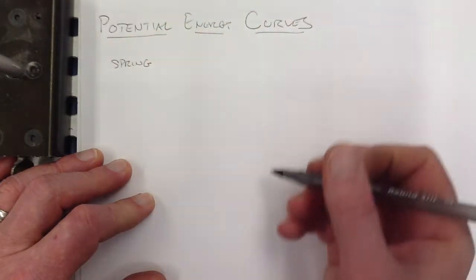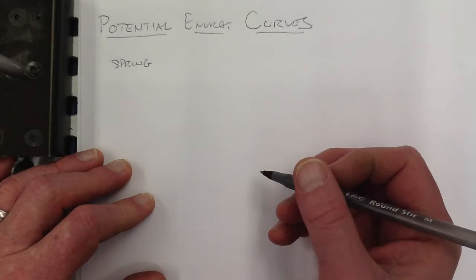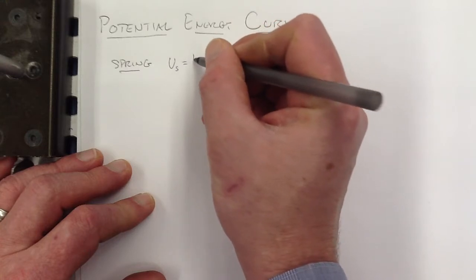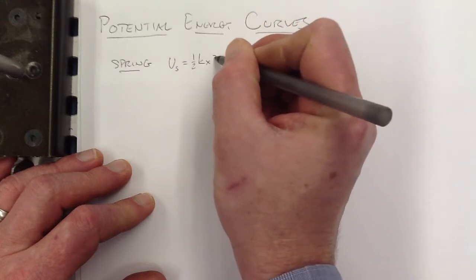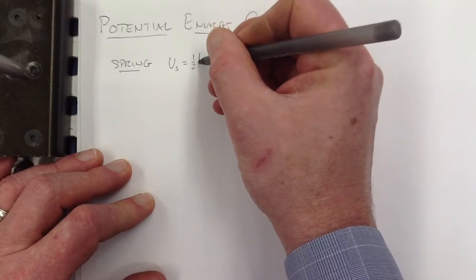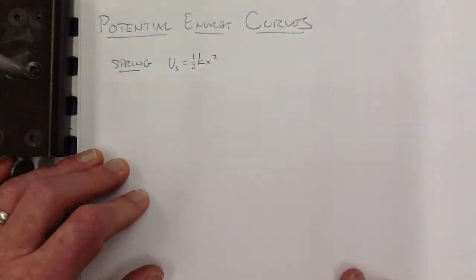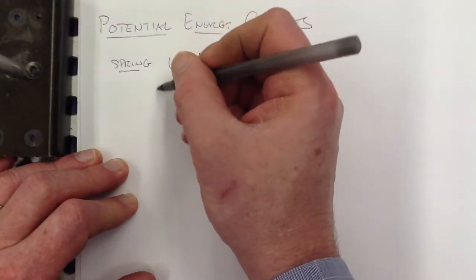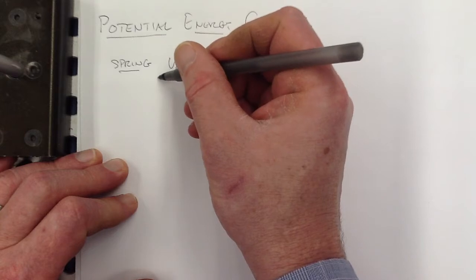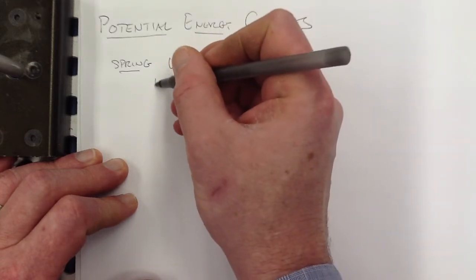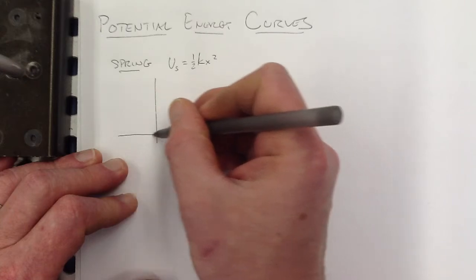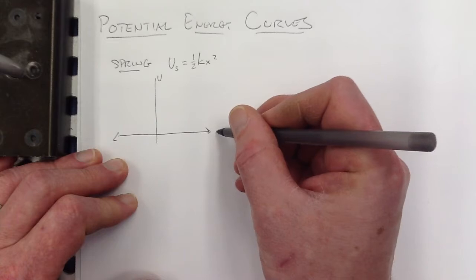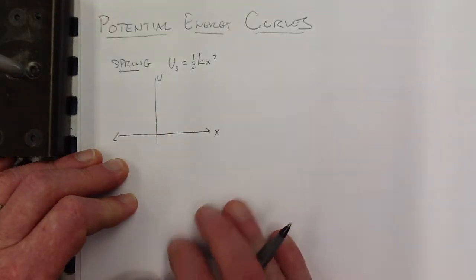things that we know. If we were going to look at, for example, a spring, we know that spring potential energy is equal to 1/2 kx squared, where x is the displacement of the spring from equilibrium. Equilibrium, of course, just means no stretch or pull. So what does that look like? What if we were going to make a graph of potential energy versus position?